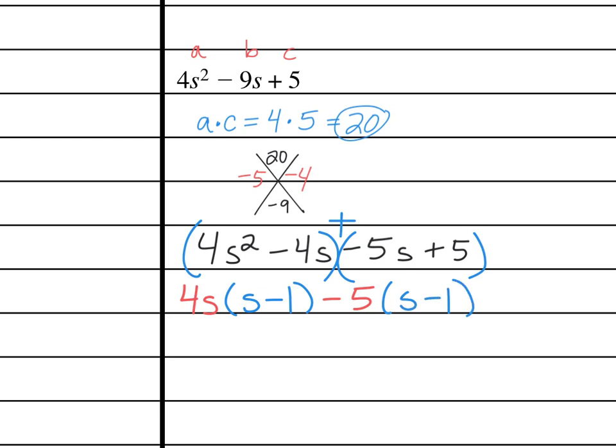Because in your second parentheses, because it starts with a negative, you should take out a negative. So instead of just taking out 5, take out negative 5. So check your final answer when you have it. S minus 5 and s minus 1.